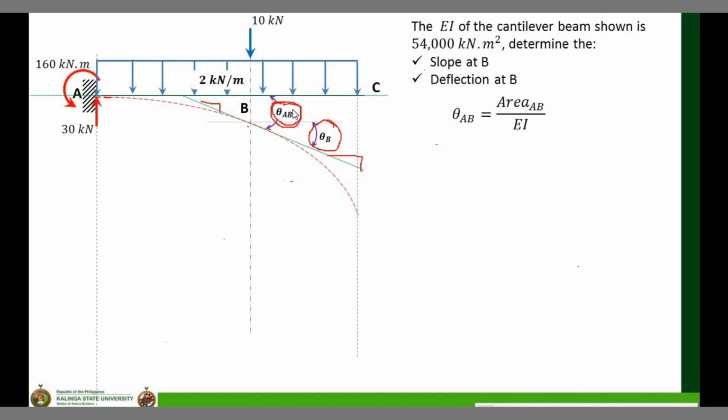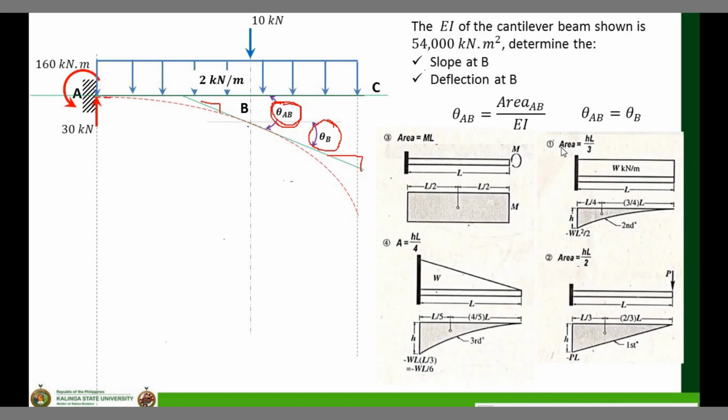Again, under theorem 1, theta AB is equal to the area of AB over EI. This area is the area under the moment diagram. Again, in my solution I will draw the moment diagram, and I have included this diagram in your notes. This is to simplify your computations, so that you can draw the moment diagram. How do we use this diagram to draw our moment diagram?